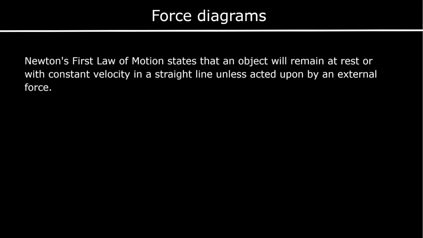Newton's first law of motion states that an object will remain at rest or with constant velocity in a straight line unless acted on by an external force. So if the forces are in balance, or if there's no forces acting on an object, it's going to stay stationary, it will stay where it is, or it will keep moving at a constant velocity. So it won't accelerate or decelerate. If there is a resultant force, if there is a force overall acting on an object, it will accelerate.